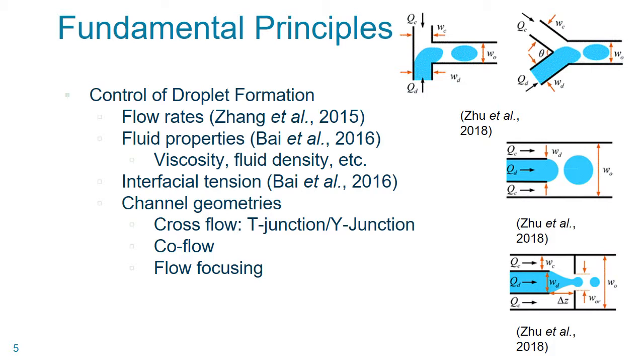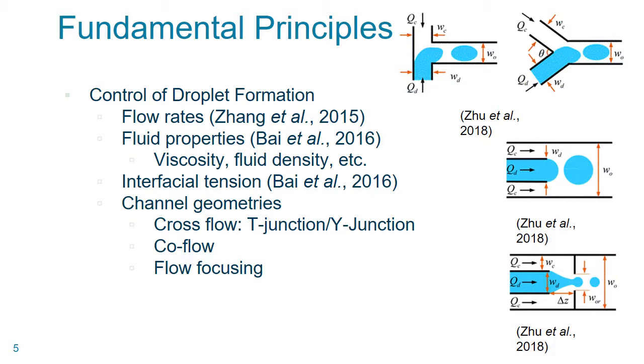Yet another contributor that can control droplet formation is channel geometry. In droplet-based microfluidics, channel geometries comprise cross-flow geometry, co-flow geometry, and flow-focusing geometry. Cross-flow geometry can be a T-junction or Y-junction geometry as seen in the top left and top right images respectively. Cross-flow geometry is a passive formation method that forms uniform, regular-sized droplets and is typically utilized in droplet microfluidic devices.